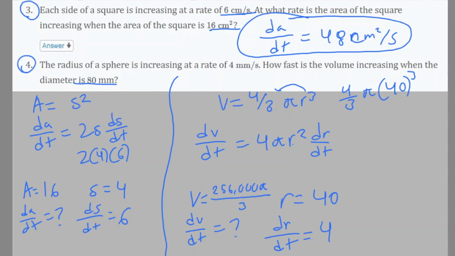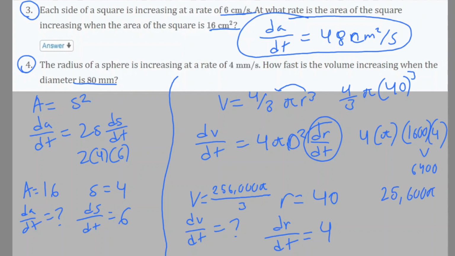And now all we need to do is just plug in r and plug in dr dt. So if we plug in r and dr dt, we're going to have 4 pi r squared, which is going to be 40 squared, which is 1600, multiplied by dr dt, which is 4. And if we add all that together, we know this is 6400. And 6400 times 4 is 25,600. So we get 25,600 pi. And that is our dV dt.